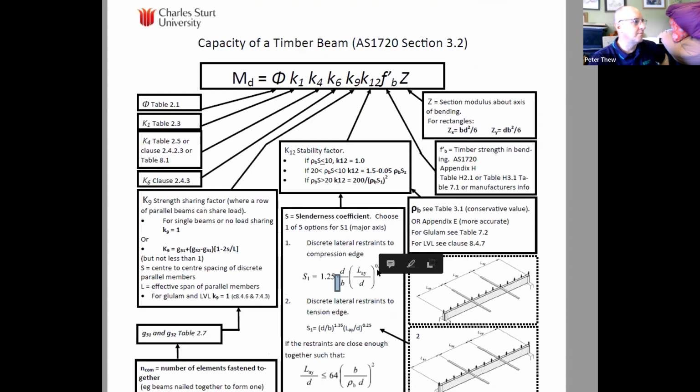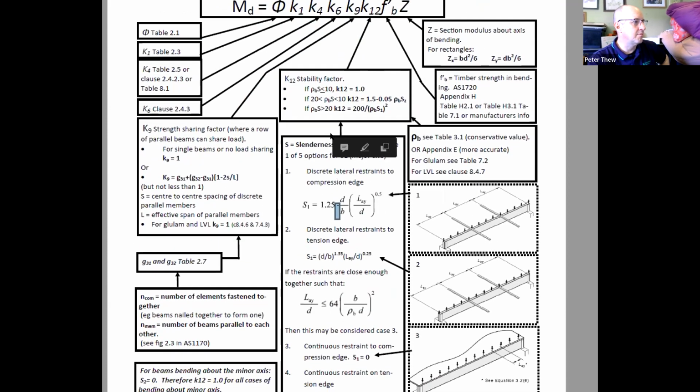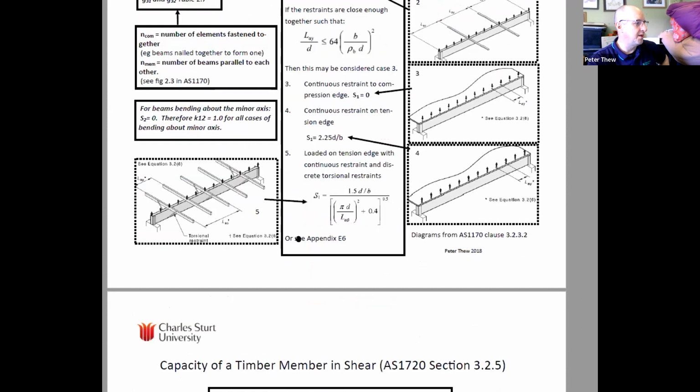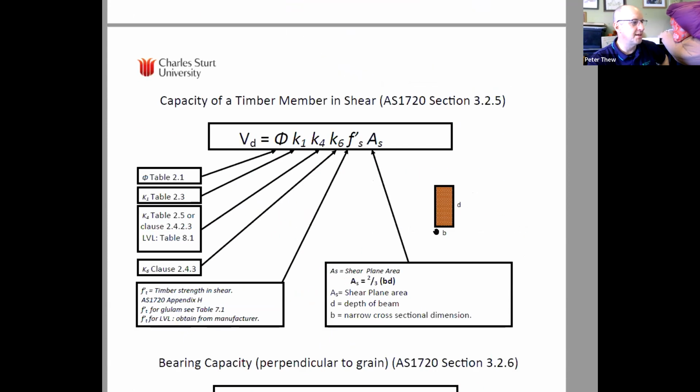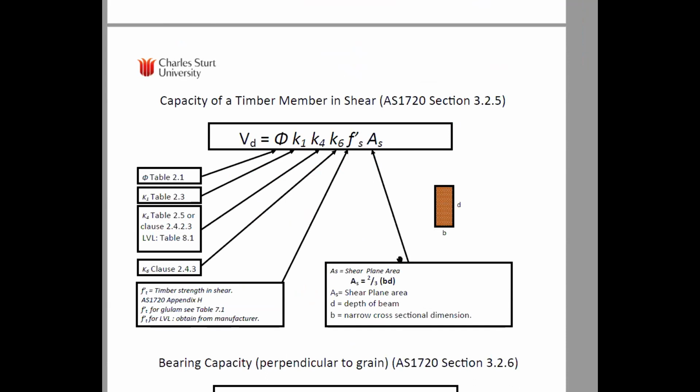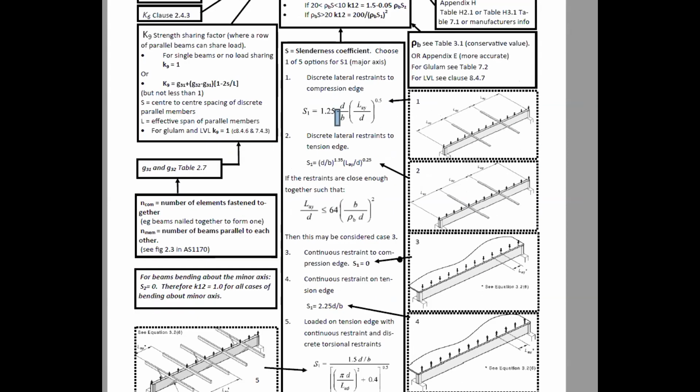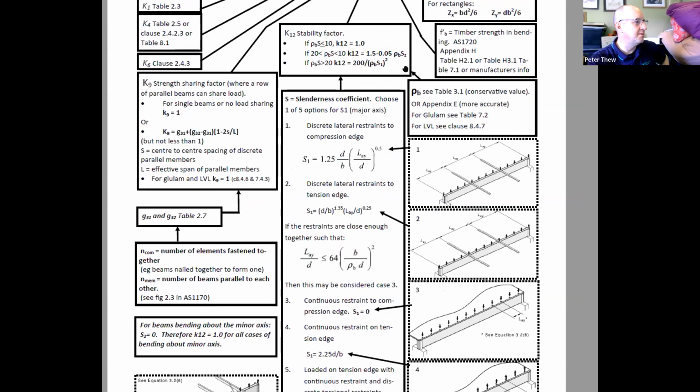I'll tell you where B and D are. There's the B, there's the D. Those are the dimensions of your beam, depth and breadth. All clear so far? Yep. All right. So there's our D, there's our B. Our L_ay is the distance between those restraints. And there's a D there, and there's a power of 0.5.